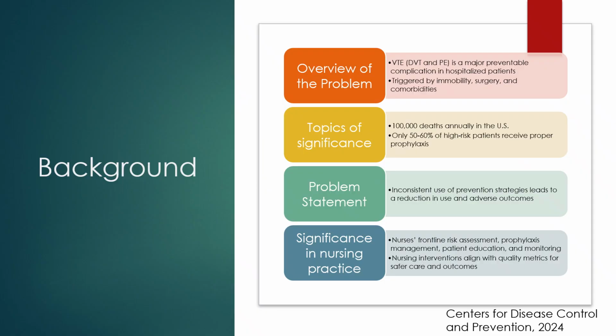VTE, consisting of deep vein thrombosis and pulmonary embolisms, is a major preventable complication in hospitalized patients that is triggered by immobility, surgeries, and multiple comorbidities. This complication in hospitalized patients contributes up to 100,000 deaths annually in the United States, with only 50 to 60% of high-risk patients receiving proper prophylaxis throughout this setting. Inconsistent use of prevention strategy is a major reason that causes reductions in use and ultimately contributes to adverse outcomes.